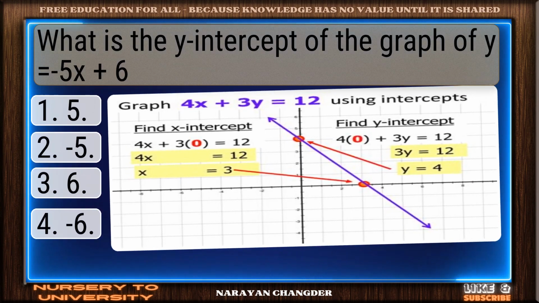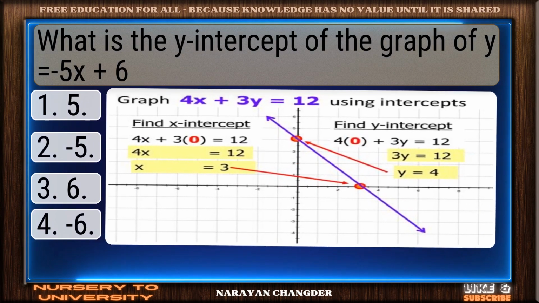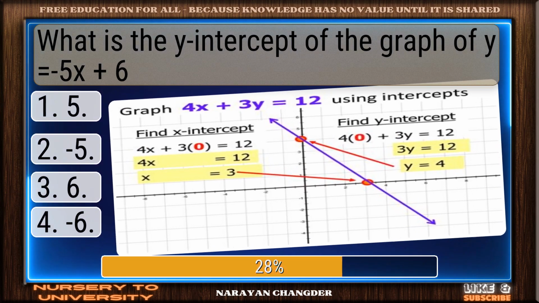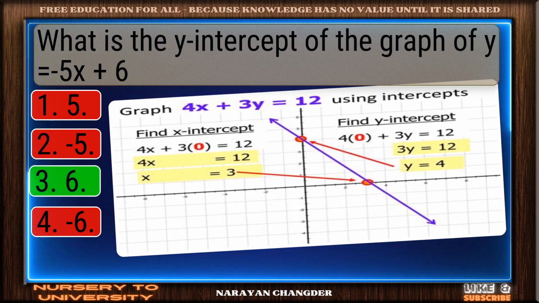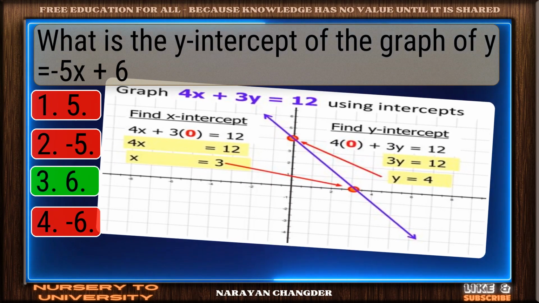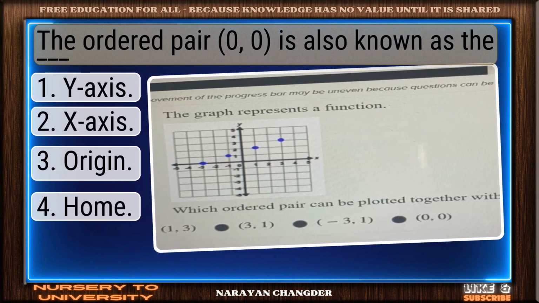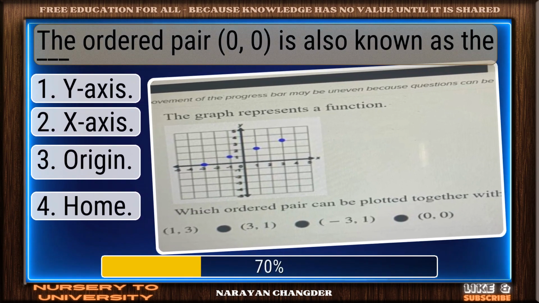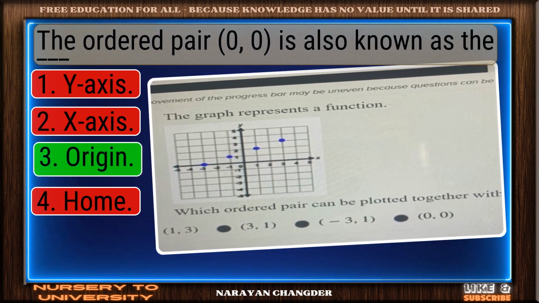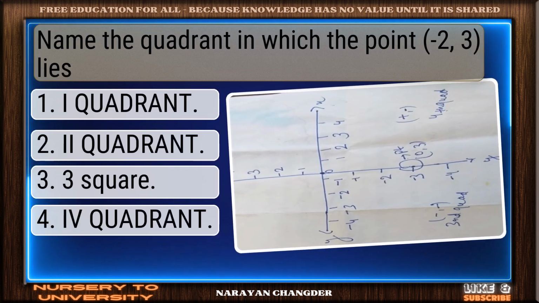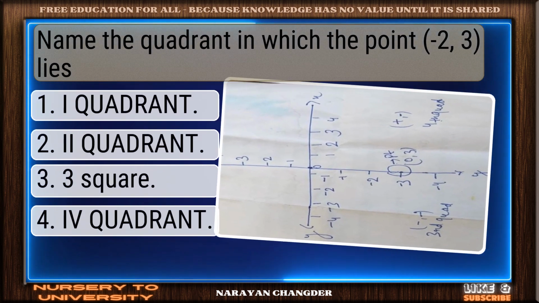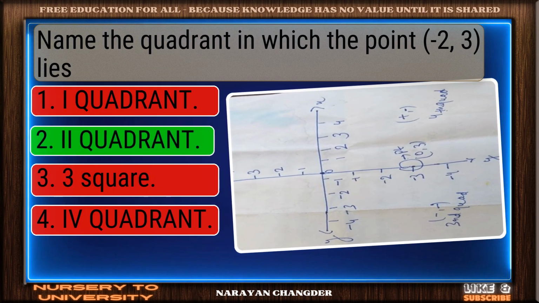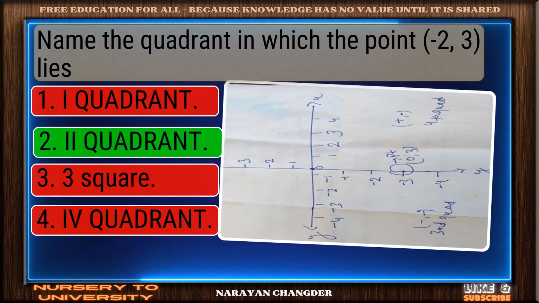Question number 126. What is the y-intercept of the graph of y equal to 5x plus 6? Excellent choice. 6 is the right answer. Question number 127. The ordered pair is also known as the dash. Nice work. You chose origin and it is correct. Question number 128. Name the quadrant in which the point lies. Perfect. Fourth quadrant is the correct choice.